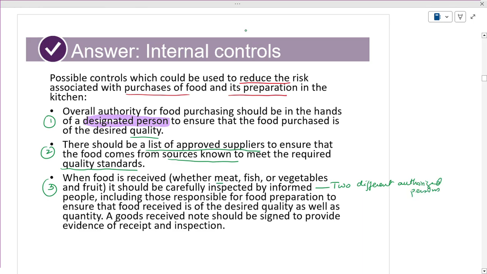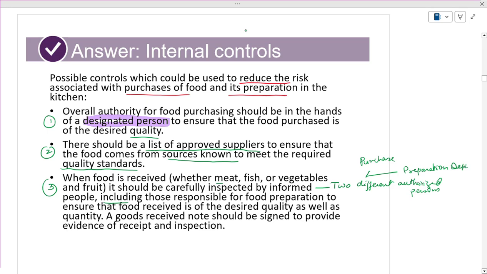This is an internal control. There are two people, so there has to be segregation of duties, including the person responsible for food preparation. One is from the purchase department, and the second one is from the preparation department.